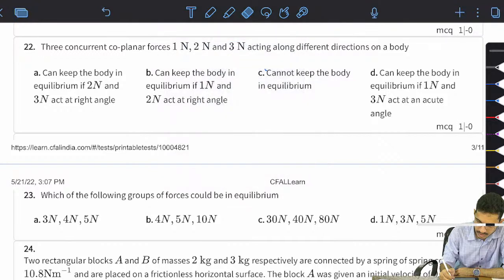Now how do you add vectors? Like if you have more than 2 vectors, so if we have more than 2 vectors, how do we add them? So we join them head to tail, right?